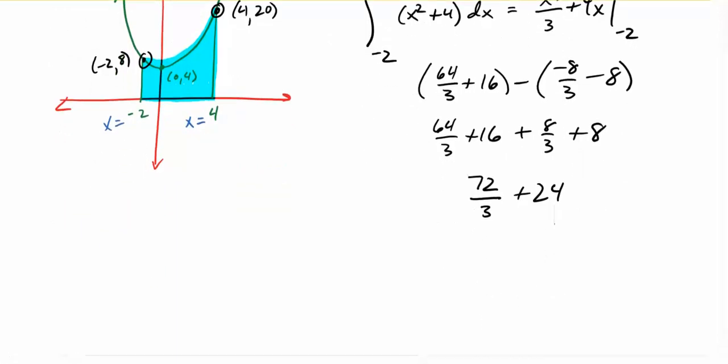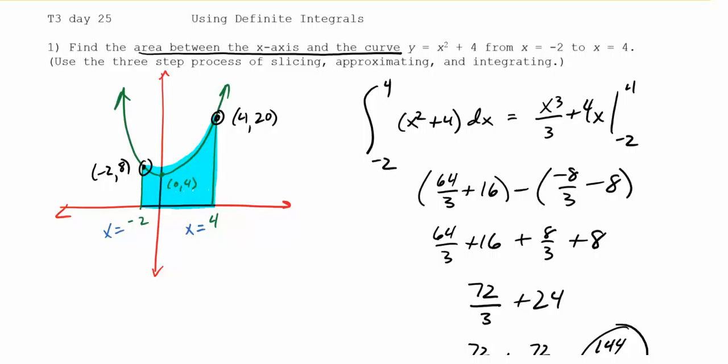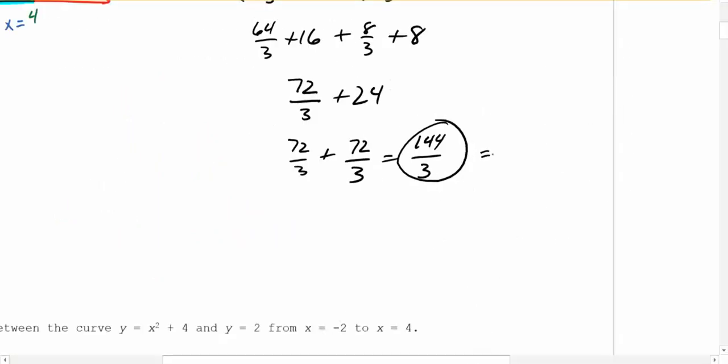Is that correct? So yeah, 24. So what is that? 72 over 3 plus 72 over 3, right? So you have 144 over 3. That would be the exact answer. 144 divided by 3. What do you get? 48. Yeah, it's equal to 48.